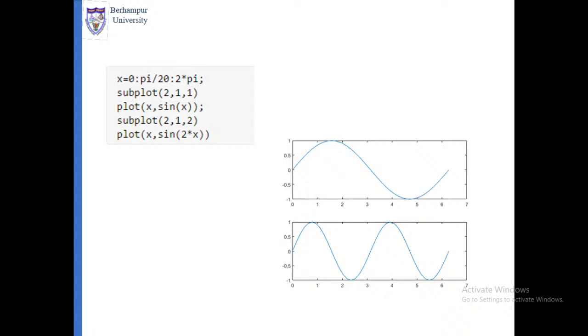So 2, 1 is in the second row, first column. So that will be plot number 2. So plot x sin 2x. That is what is being done here. So you have sin x and sin 2x. You can see that the top one is sin x, the other one is sin 2x.